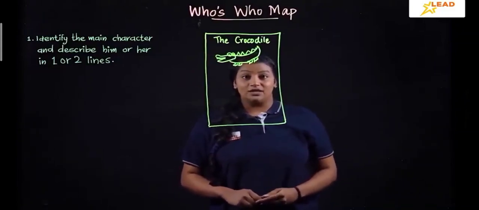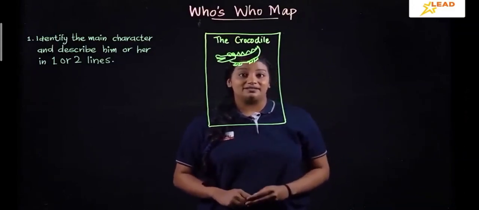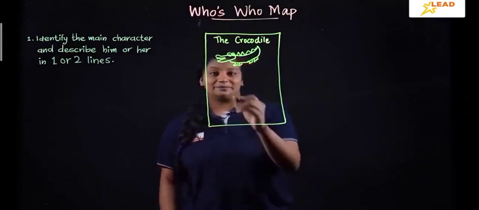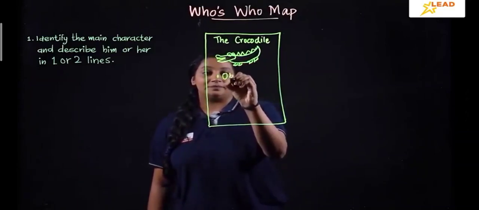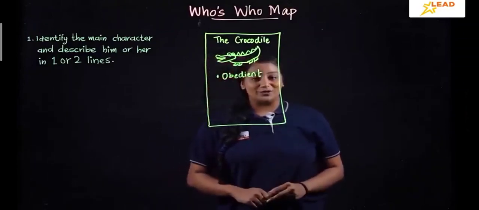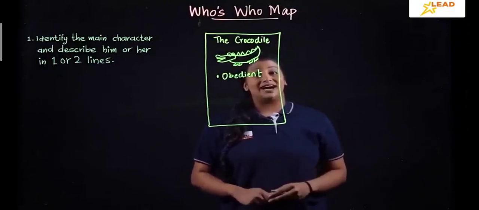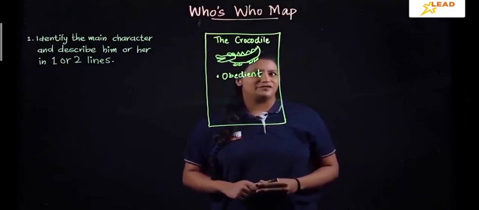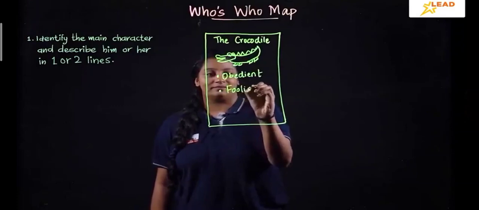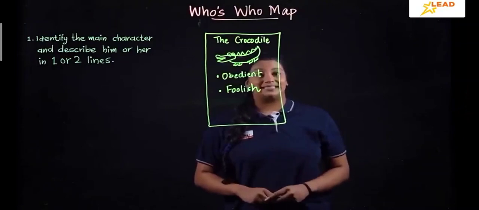We know that the crocodile was very obedient because he listened to his wife's orders even if it meant sacrificing his friendship with the monkey. So I'm going to write obedient here. We also know that the crocodile was very foolish because he was actually convinced that the monkey left his heart on the jamun tree. So I'm going to write foolish here. Let us move on to the next step.